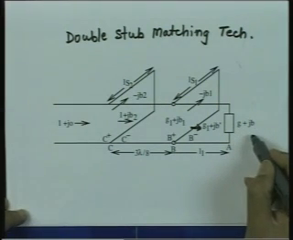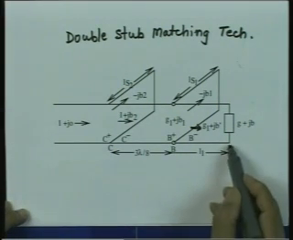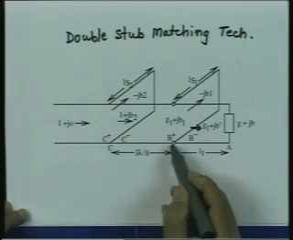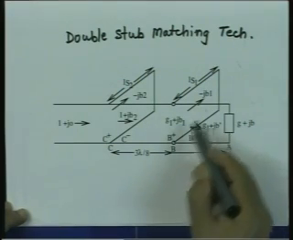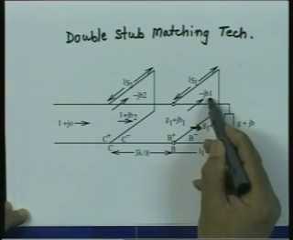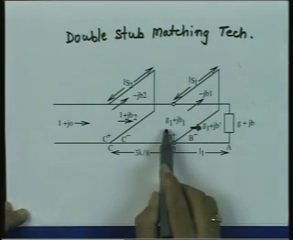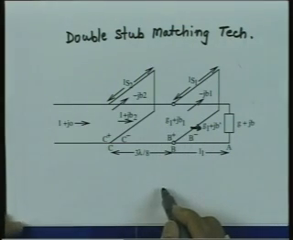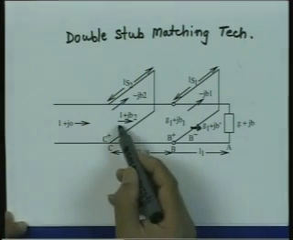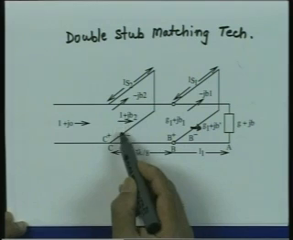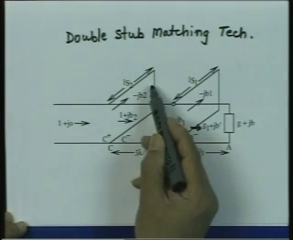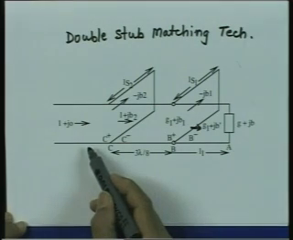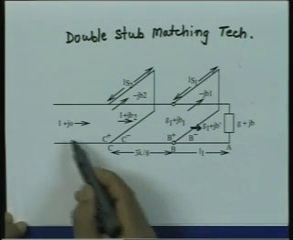So, the original admittance was G plus JB. After transformation by a distance of L1, the admittance seen is G1 plus JB prime, which when combined with the susceptance minus JB1, you get an admittance here which is G1 plus JB1, which when transformed appears like an admittance 1 plus JB2, which when cancelled with the susceptance of this stub, minus JB2, you see a net admittance which is 1 plus J0.